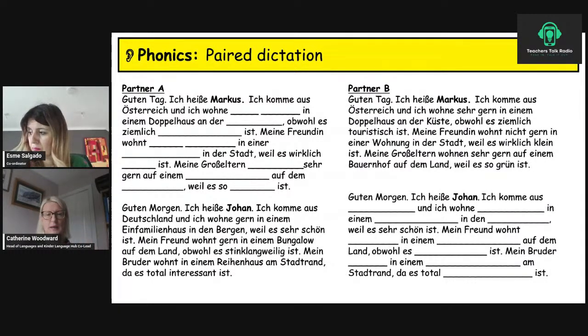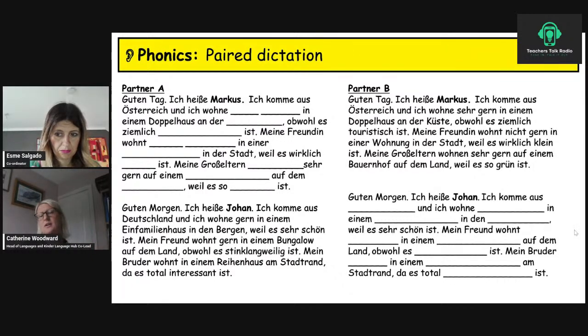They don't say it really quickly. So partner A would have that sheet, partner B would have the other. So partner B would start and read out, "Guten Tag, ich heiße Markus. Ich komme aus Österreich und ich wohne sehr gern." And they would have to pronounce that correctly. The pupil would write that down, and they swap over after that.